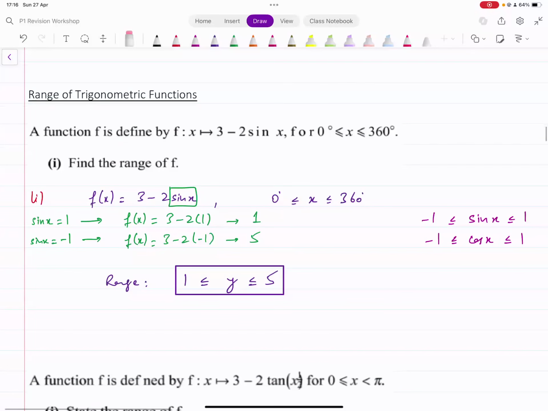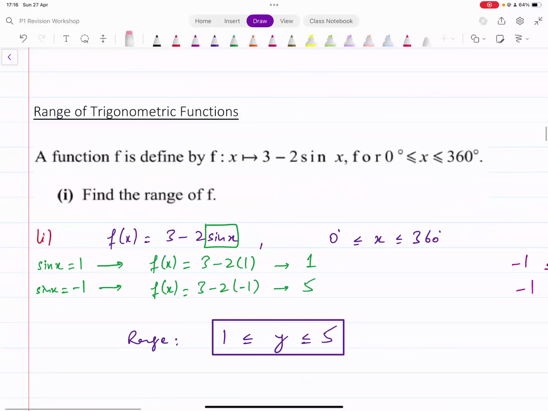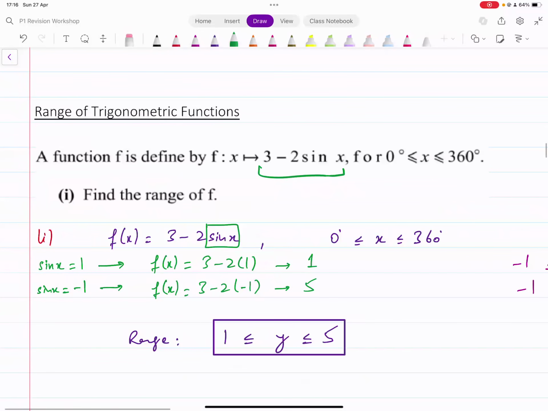Next, we've got trigonometric functions. How do you find the range of trigonometric functions? Let's say we've got a function like this, y equals f of x equals 3 minus sine x, and the domain is from 0 to 360 degrees. And we want to find the range of this function.